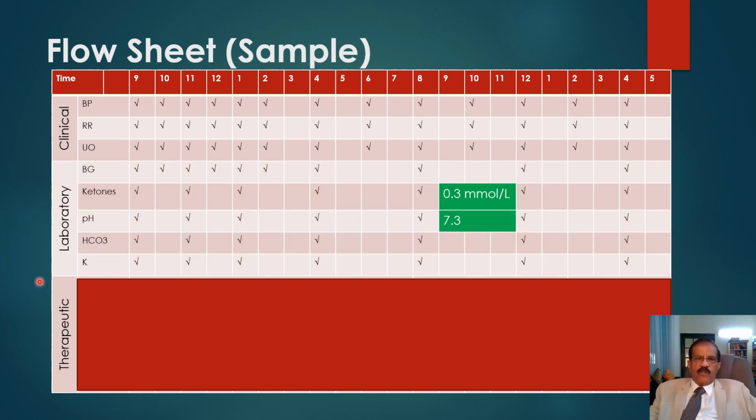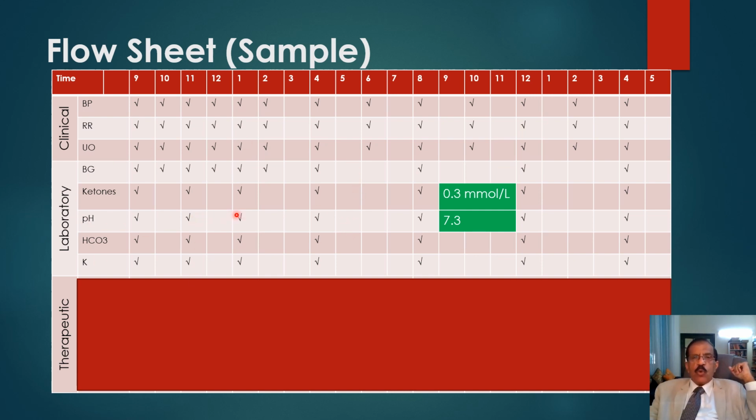Then there is the laboratory. We measure blood glucose. Initially, of course, we measure at least once an hour and then less frequently. Once the patient's glucose level is more satisfactory, we measure it maybe every 3-4 hours. And ketones, again, initially you can measure on alternate hours and then less frequently. pH again, initially every 2 hours and then less frequently. And bicarb the same, depending upon the resources available.